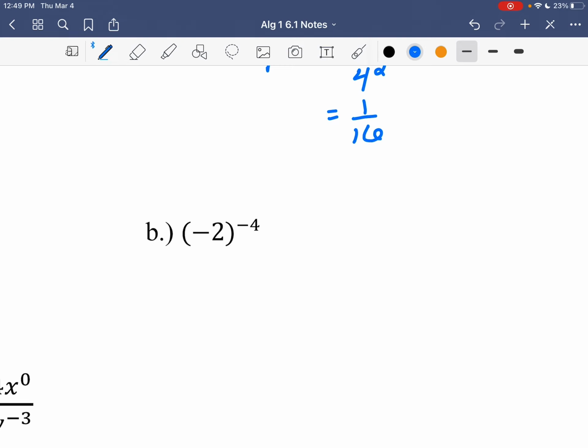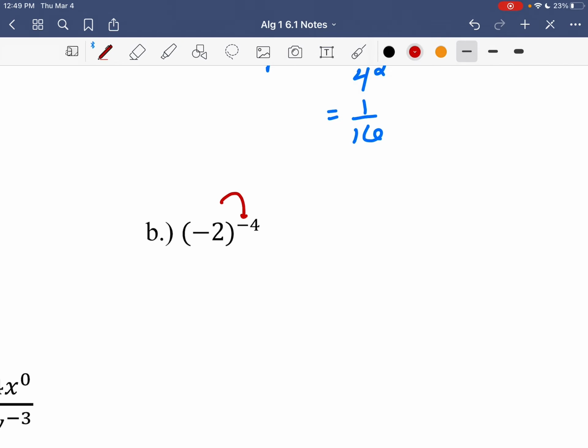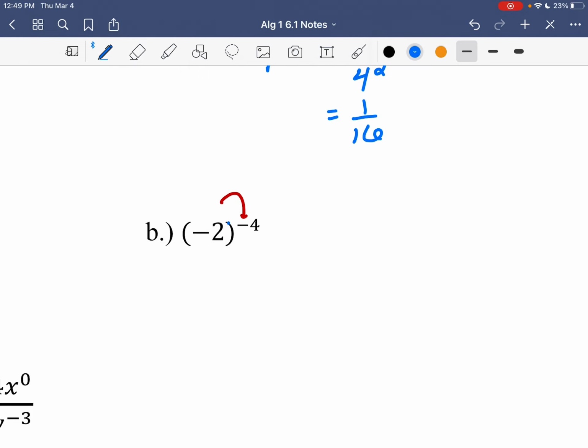simplify this, this negative exponent is going to take the reciprocal. I have -2, this is my base, and my exponent is 4, so I'm going to have the reciprocal, so 1 over -2. -2 is still my base, but now I'm going to take that to the positive 4 power. So now I need to simplify that. How do I figure out what -2 to the 4th is? Multiply -2 4 times. 1, 2, 3, 4.